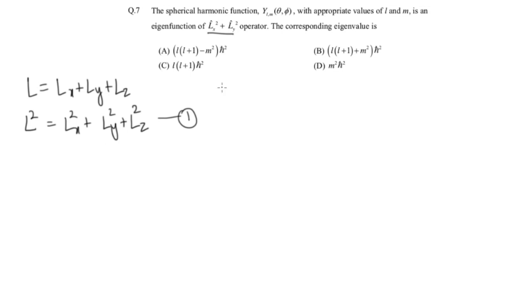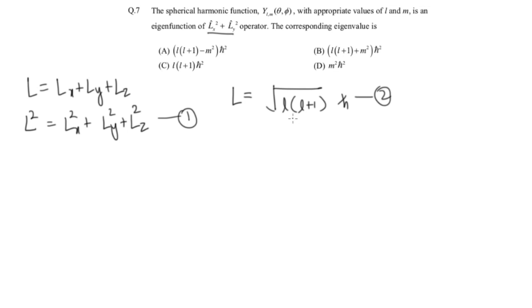Now we also know that this L is equal to under root l into l plus 1 times h cross, okay? So this particular equation, that is equation number 2, we came across when we were solving molecular spectroscopy. There, during the derivation of the rotational spectrum, we used this particular relation, right?